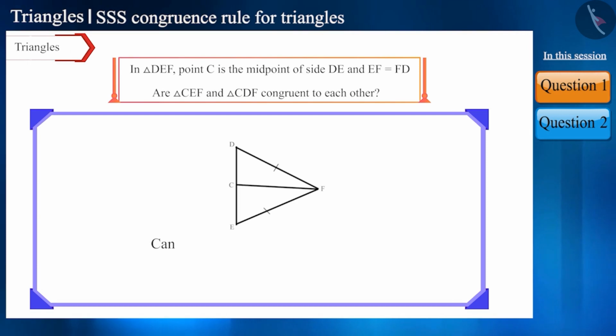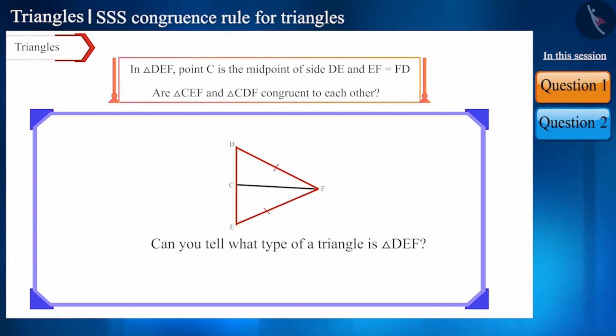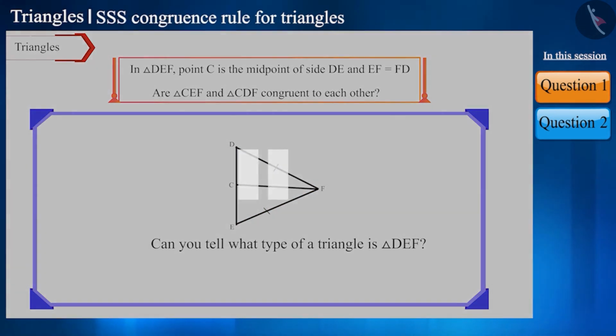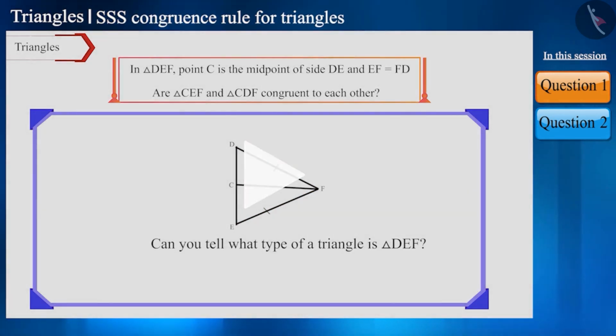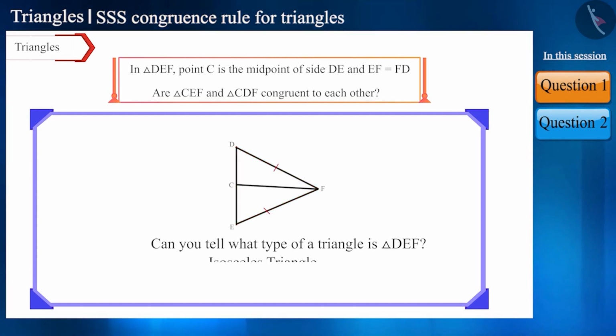Friends, can you tell what type of triangle this is by looking at the figure? You may pause the video to think about the answer. Yes, friends, two sides of this triangle are equal. Therefore, this is an isosceles triangle.